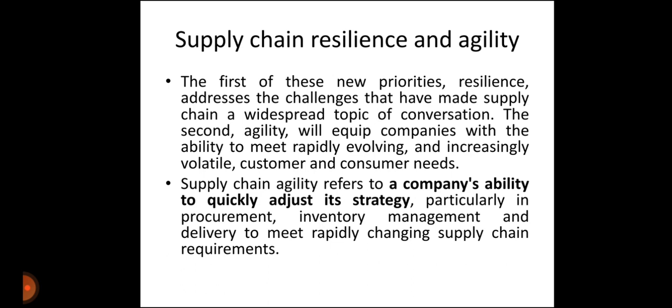Agility means the consumer needs and preferences. So as I already told, there will be one research and development team in the organization. They will collect the needs and preferences of the consumers. Based on that, they are going to produce the product in the company. Supply chain agility refers to a company's ability to quickly adjust its strategy, particularly in procurement, inventory management and delivery, to meet rapidly changing supply chain requirements.